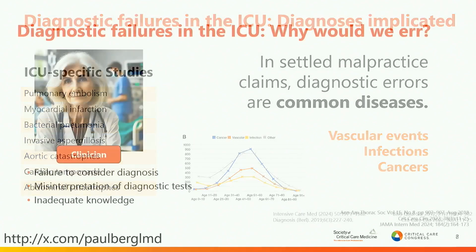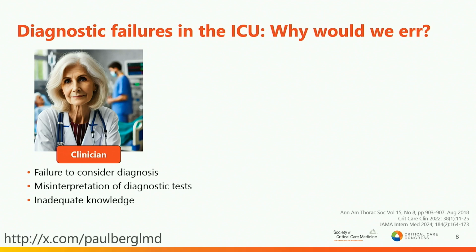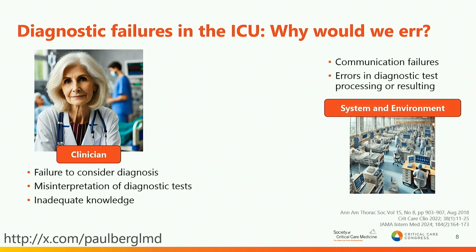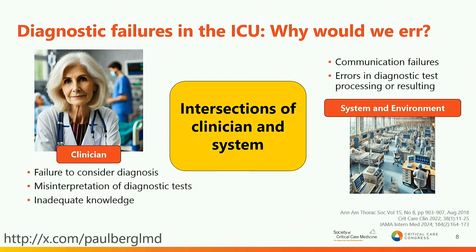So why would we err, you might wonder? On one end of the spectrum, you can just think about the clinician's mind, right? Clinicians are susceptible to cognitive failure. We're all human. We might have a failure to consider a diagnosis. There might be misinterpretation of diagnostic tests. We may have inadequate knowledge about the diseases in front of us. On the other end of the spectrum are things that are purely within the realm of the system and the environment. There might be poor communication systems resulting in communication failures, or errors in diagnostic test processing and resulting, where the wrong hemoglobin for the wrong patient gets put in the chart. Those types of things are uncommon. We've spent an awful lot of energy and time and resources over the years in improving our systems. But we still have this big intersection of the two, and that's the intersection of the clinician and the system.